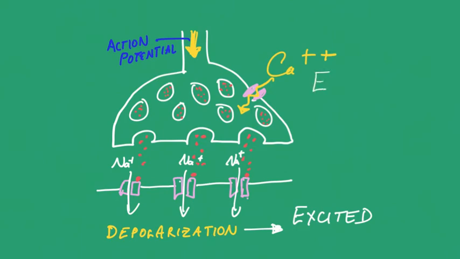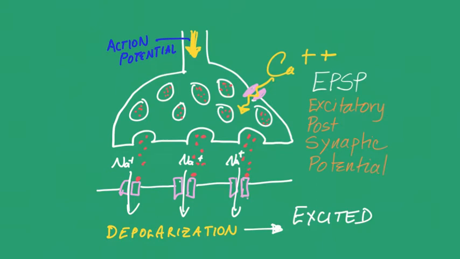We call this type of local potential an excitatory postsynaptic potential, EPSP for short. Excitatory postsynaptic potential, which means that the postsynaptic neuron is now excited. There are many neurotransmitters that bring about EPSPs. Two important ones are adrenaline and glutamate.